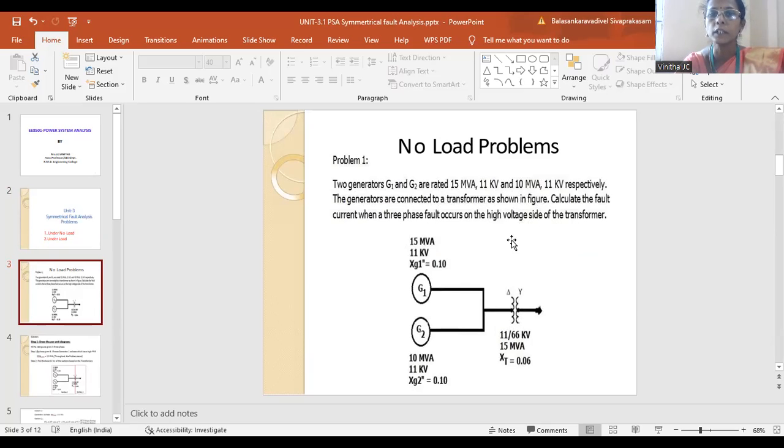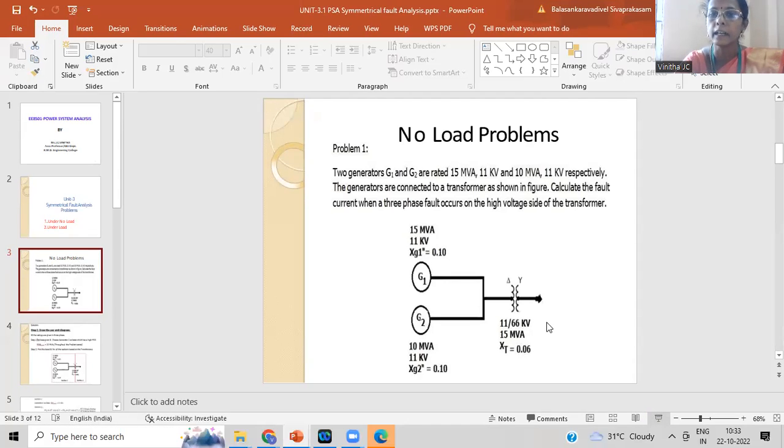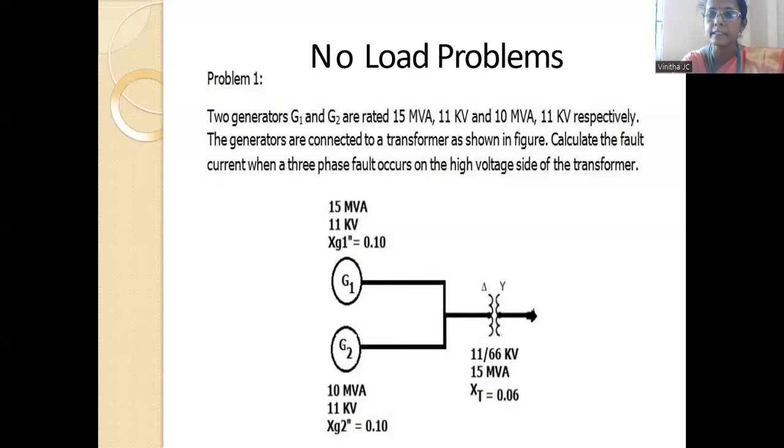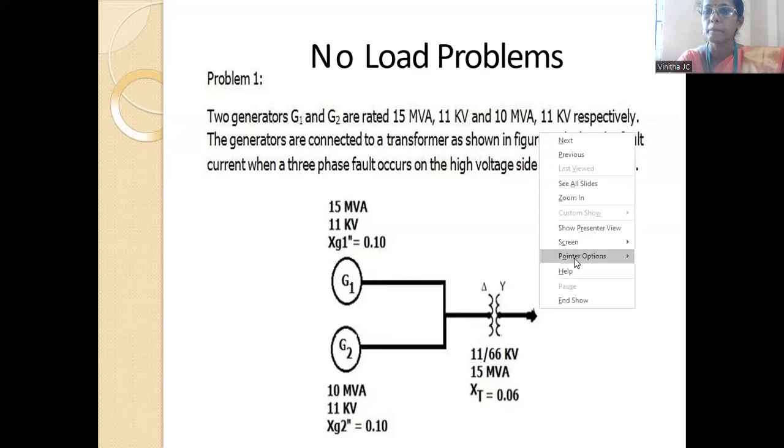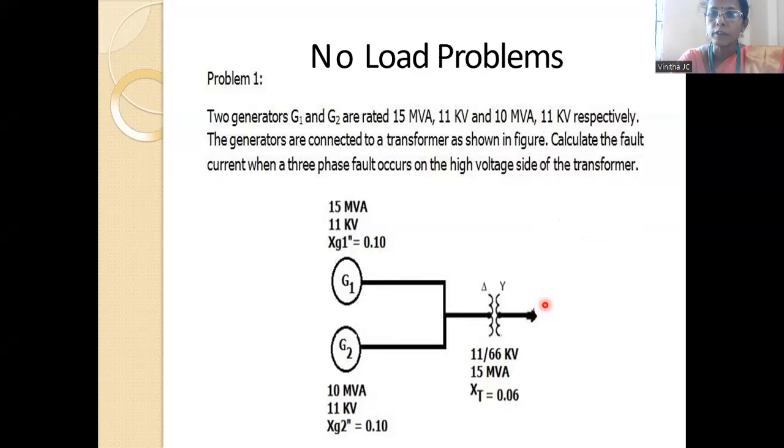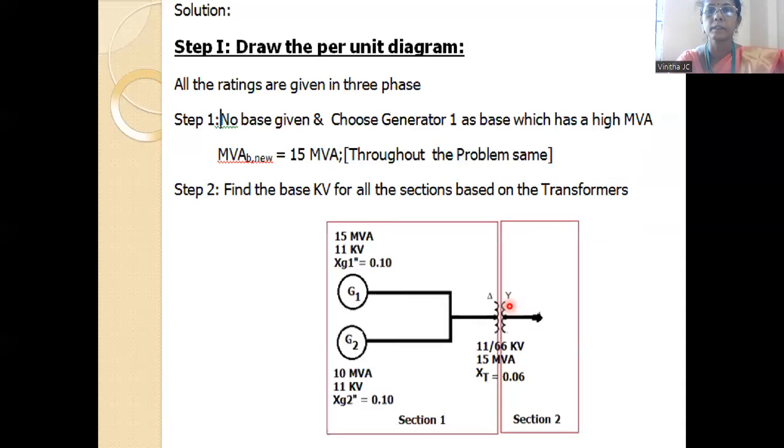And here it is required to calculate the fault current when a three-phase fault occurs at the high tension side of the transformer. The transformer is rated 11/66 kV. So here the fault has occurred at this high tension terminal. Now we have to calculate the fault current at this terminal.